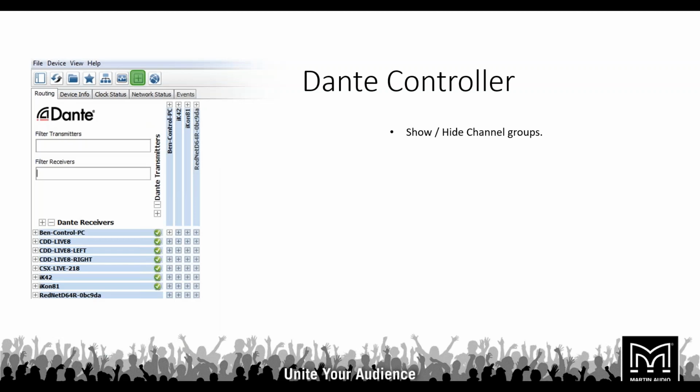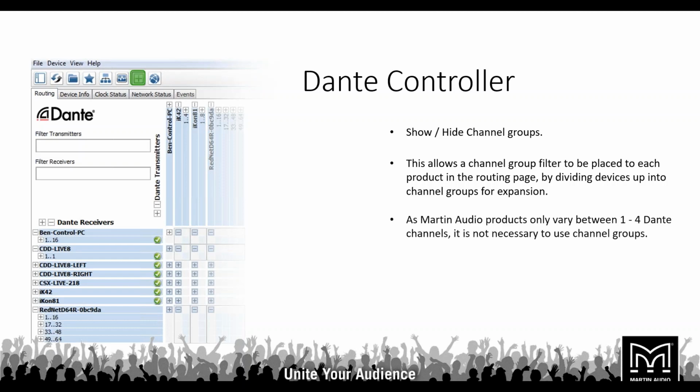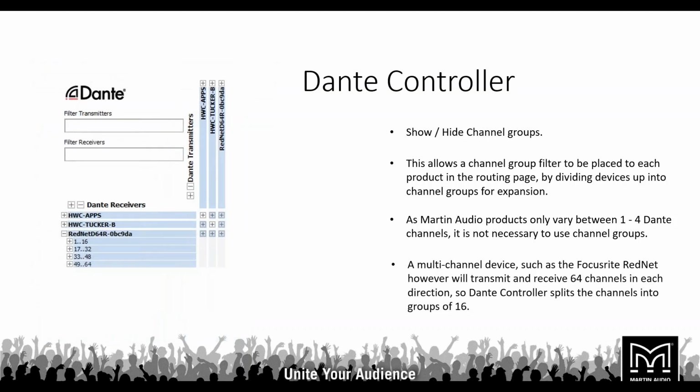Next one along is show and hide channel groups. So this allows a channel group filter to be placed on each product in the routing page, dividing up devices into different groups. So Smart Audio products really only vary between 1 and, it says 4 here, but we're actually on 8 now. It's not particularly necessary to use channel groups. However, a multi-channel device such as the Focusrite RedNet will do a 64x64 transmit receive. So here we can just filter the device outputs in groups of 16 just for easier manageability.